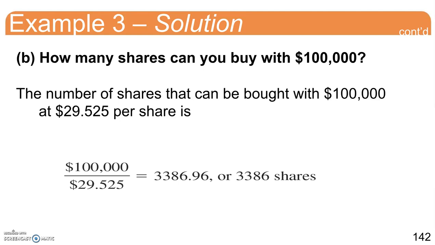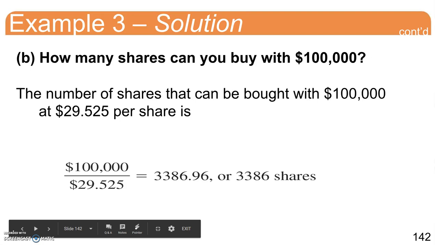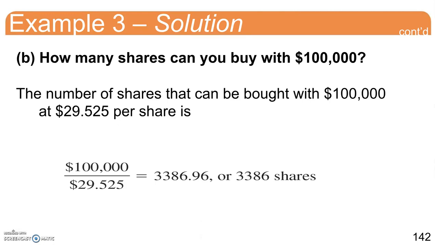And in this particular example, when we divide how much money we have by how much it costs per share, we're going to have to round down because we don't quite have enough for 3,387. So we can only buy 3,386 shares. So we're going to round down for the real world problem here.